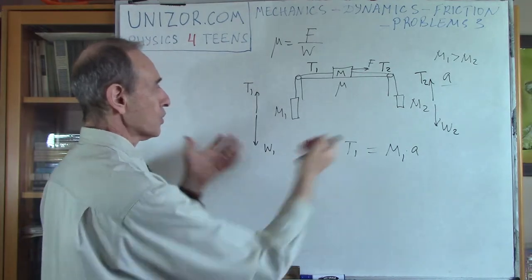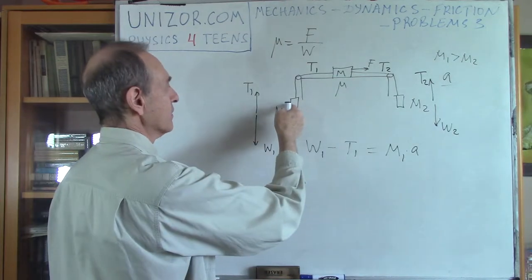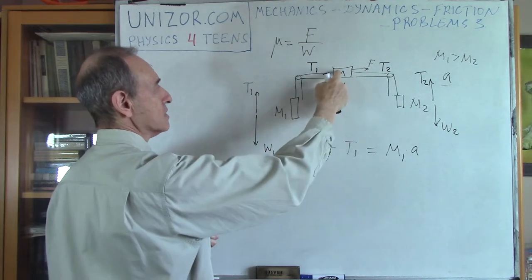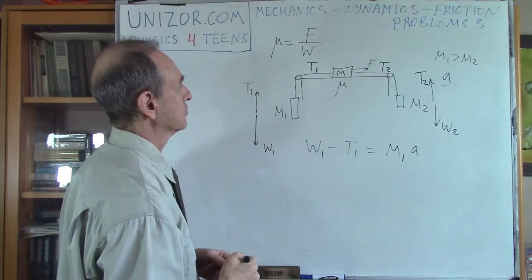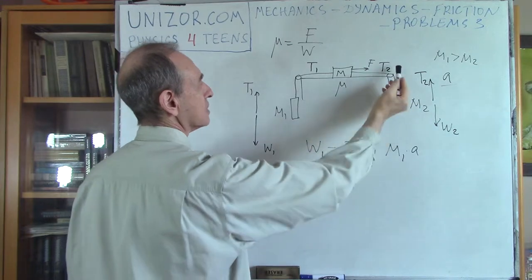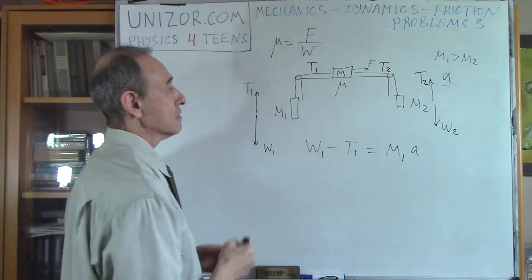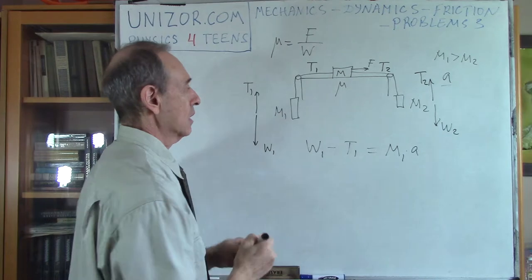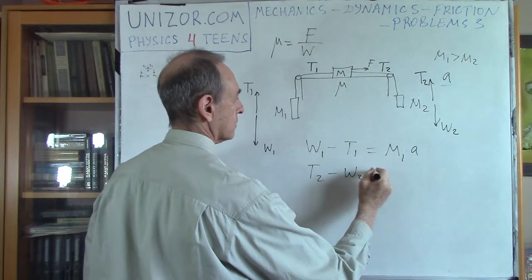So the tension is always pulling things together, so to speak. If this one moves up, the tension is directed upwards. For this one, the tension is directed this way. It pulls it to the right. So the equation would be very similar, except since we are moving up, instead of weight minus tension, I will have tension minus weight.